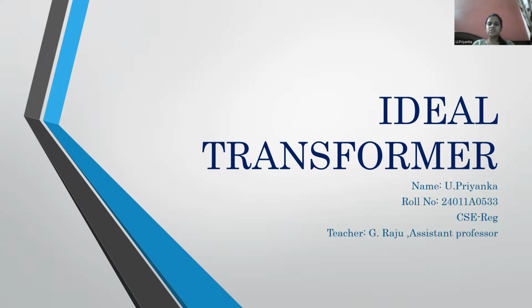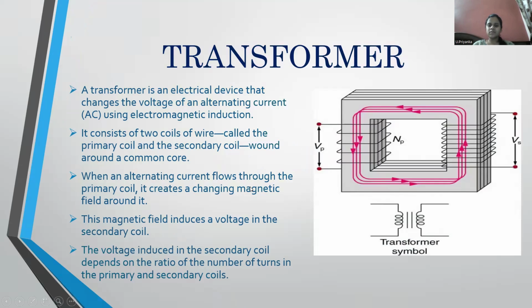Today my presentation is about the ideal transformer. So first of all, what is a transformer? A transformer is an electrical device that changes the voltage of an alternating current using electromagnetic induction. It consists of two coils of wire called the primary coil and the secondary coil, wound around a common core.